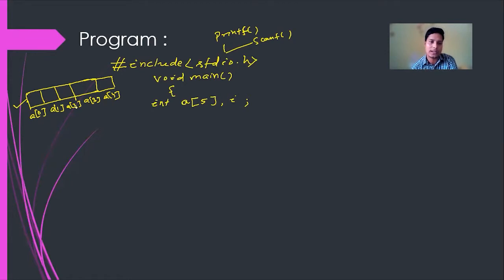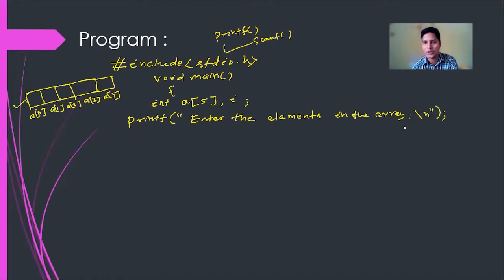So a of 0, a of 1, a of 2, a of 3, a of 4, these are the 5 different locations because the array size is 5. That means it can store 5 different elements. Maybe different, maybe the same elements can also be stored. Okay, so now I can write printf, enter the elements in the array, backslash n, double quotes, end bracket and semicolon.